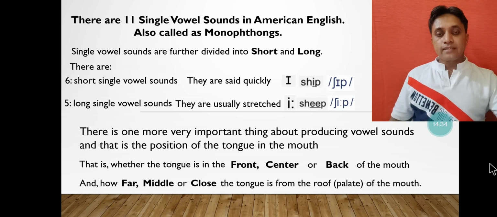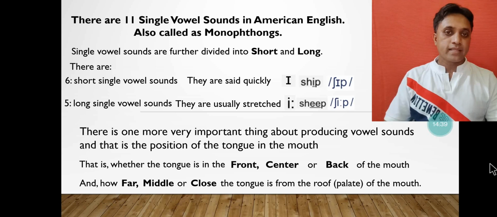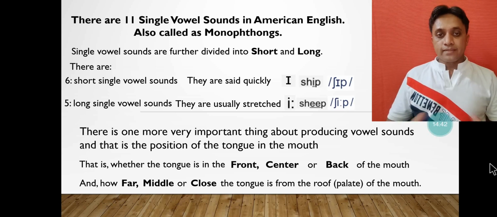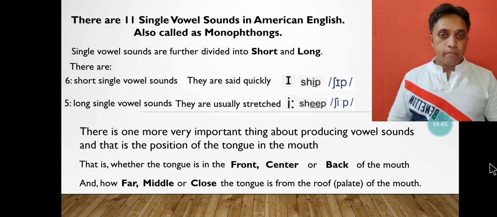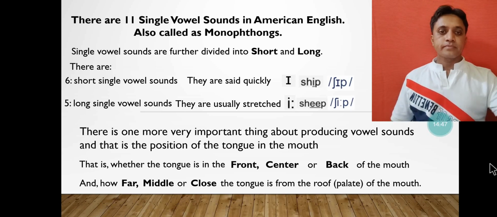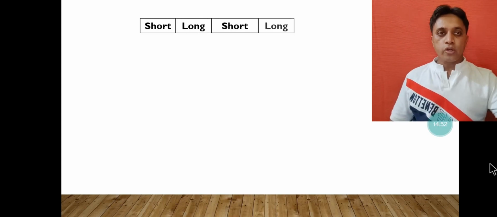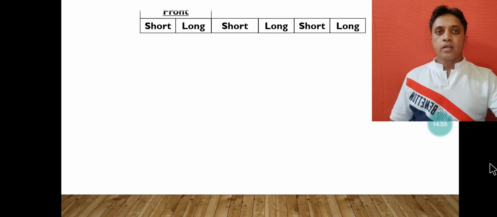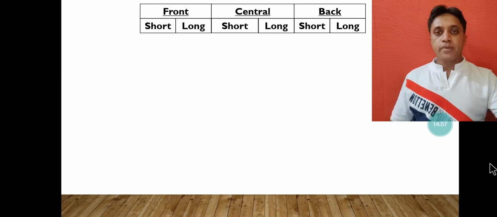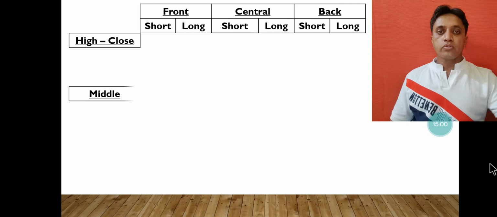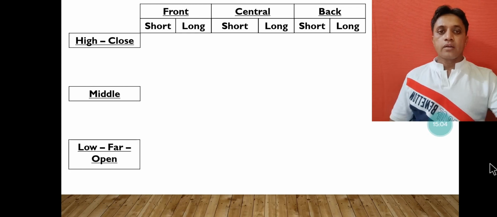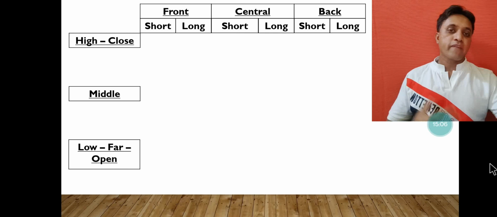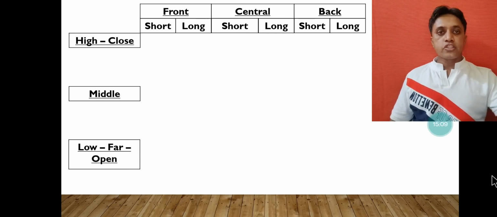Alright, so let's now learn and understand all the 11 single vowel sounds of the American accent, and also let's see how to pronounce words using the symbols of vowel sounds with the help of this table. The table has 12 headings: short and long for short and long vowel sounds. Then we have front, central, and back for the tongue position, and high, close, middle, and far. This is for tongue position, and front, central, back for the tongue movement. All right, so let's check all the 11 single vowel sounds with the help of this table.